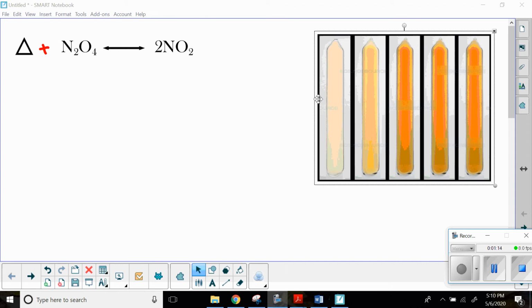So N2O4, which by the way is a propellant that is added to rocket fuel in order to help catalyze the process in order to get the rockets to light and ignite, is a colorless gas. But when I add heat to it, I eventually make NO2, which is this brown gas. So we're going to see what happens with this process as I add more heat.